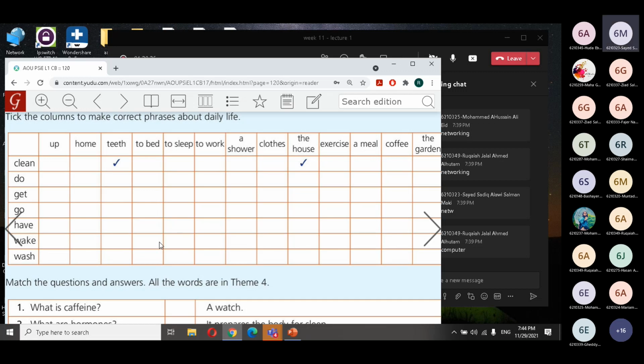Wake up. Can we use wake with any other word? Coffee. No.